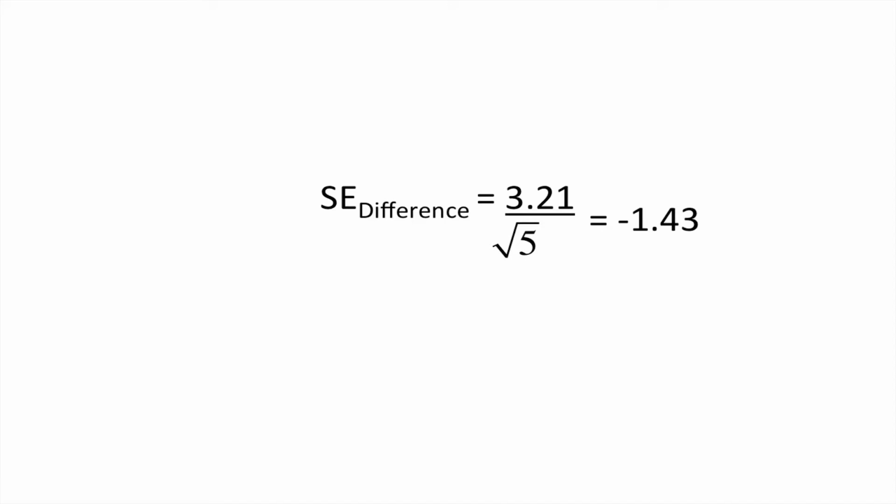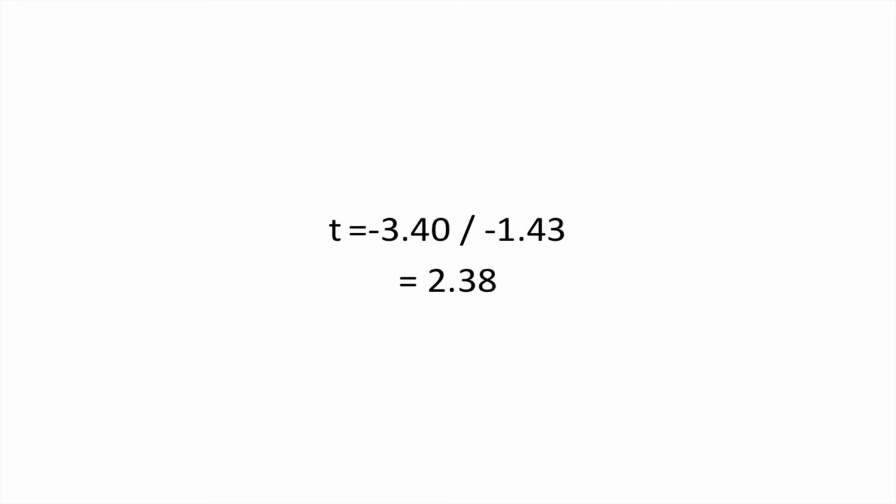The top part of the equation is the difference that's created by our experimental effect, which is basically the mean of those differences that we've previously calculated. So if we substitute in those values, we get a t-statistic of minus 3.4, which was the mean of those differences we calculated, divided by 1.43, and we get a t-statistic of 2.38.